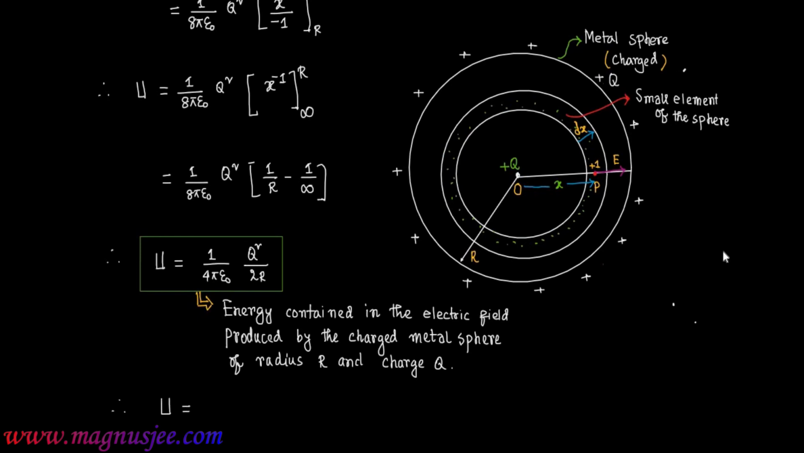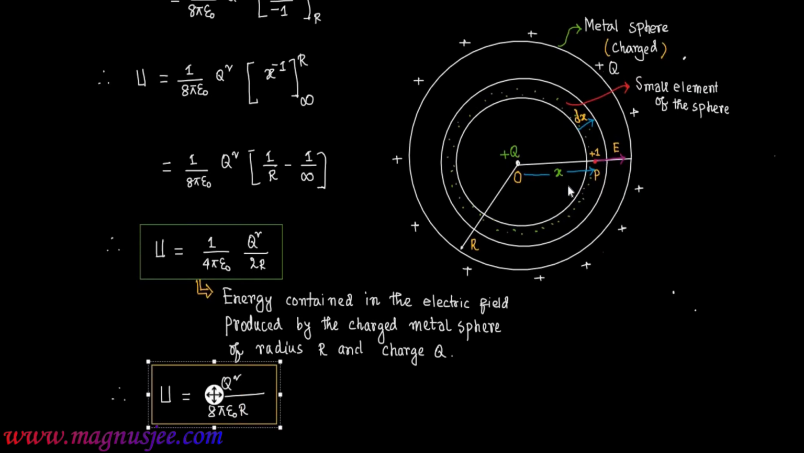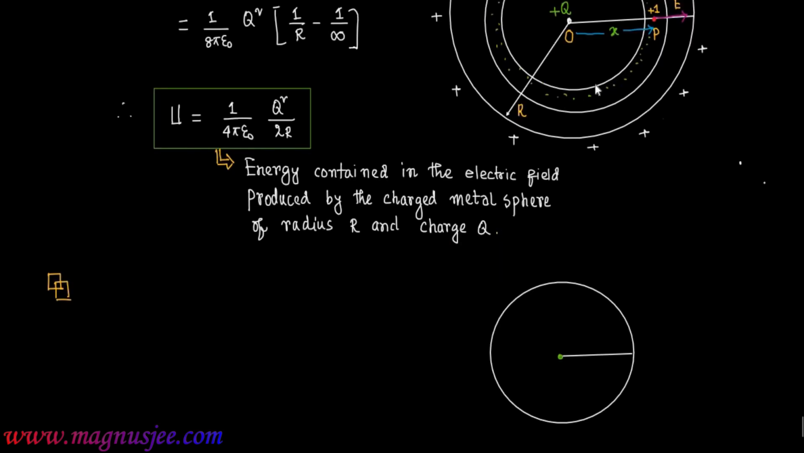Therefore, we can write the expression U equals q squared divided by 8 pi epsilon naught R, which is the energy contained in the electric field produced by the charged metallic sphere. Inside the sphere, the energy U prime is equal to 0, but outside, U equals q squared divided by 8 pi epsilon naught R. This is a charged metal sphere of radius R. Plus q is the charge which is uniformly distributed over the surface.